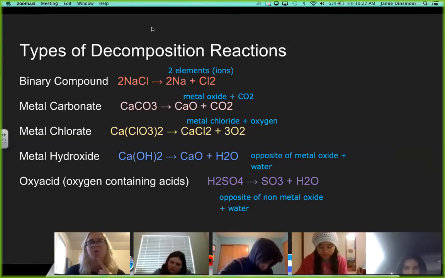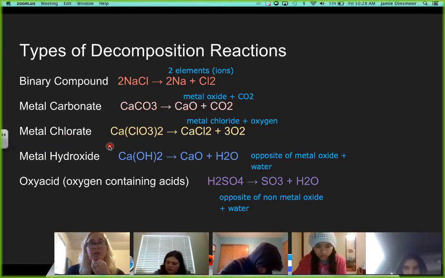Remember those polyatomic ions, right? Super, super important to have those listed somewhere in your notes. Carbonate is one of them. So is chlorate, right? So is hydroxide, I believe. So make sure you know that CO3 is always carbonate. So when we have a metal carbonate, we end up breaking into a metal oxide plus carbon dioxide, right? CO2.